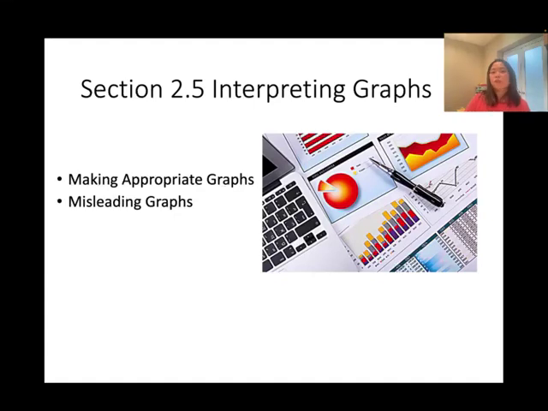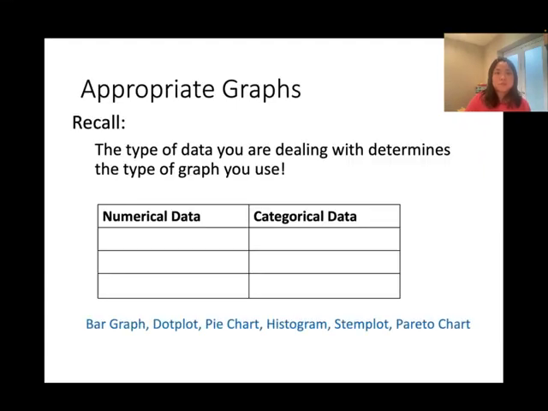Session 2.5, Interpreting Graphs: Appropriate graph. Recall, the type of data you are dealing with determines the type of graph you use. Remember in sessions 2.1 to 2.2, we learned about graphs for numerical data, and in sessions 2.3 and 2.4, we learned graphs for categorical data. This is what we learned from these four sessions.